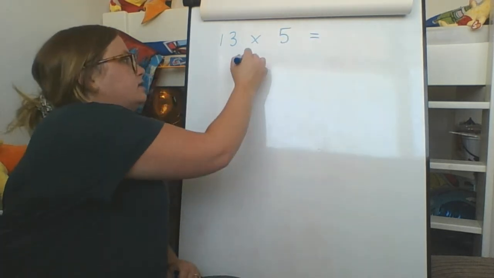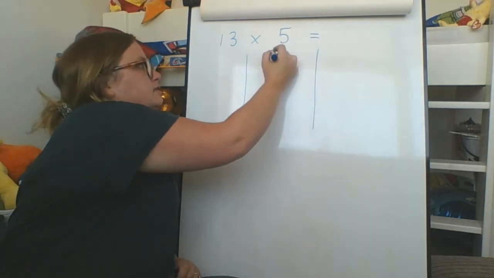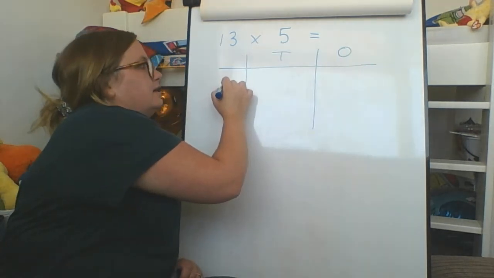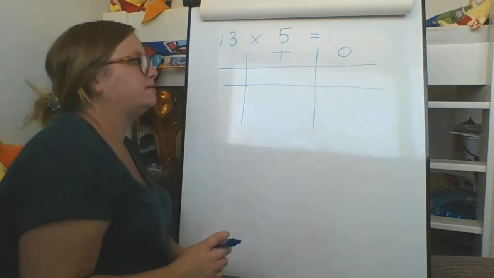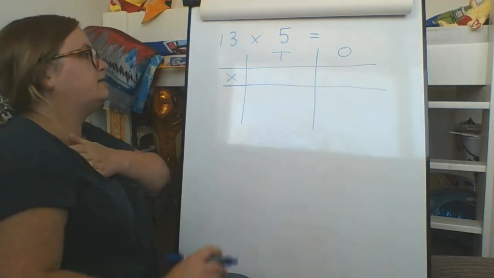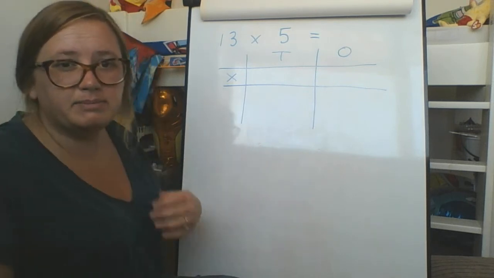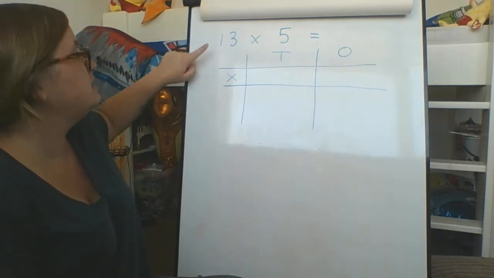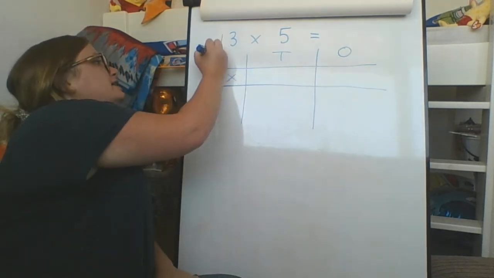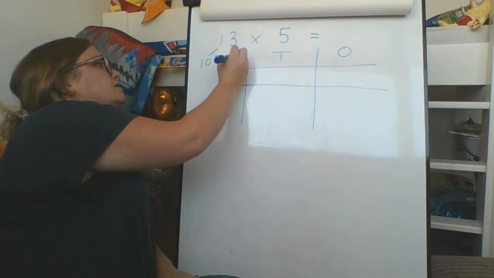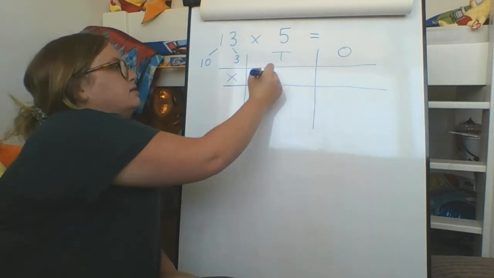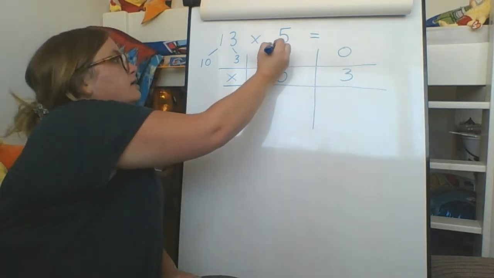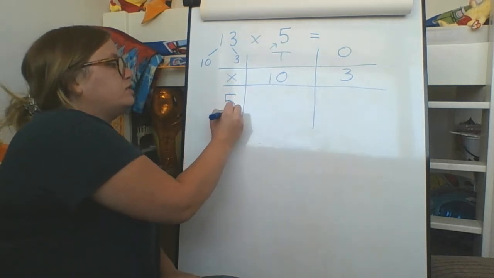I'm going to set my grid up. I have my tens and my ones crossed like that, and then I do another line as well. Okay, put my times symbol in here. For the number that has 2 digits, which has tens and ones, I'm going to put it along the top. So 13 split into tens and ones. I've got 10 and 3. So I'm going to have 10 in here, 3 in here. And then I'm multiplying by this number. So I'm going to put my 5 along the side there.